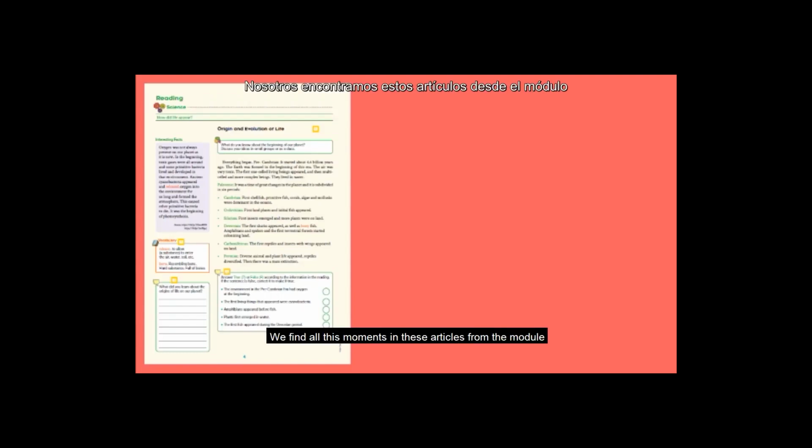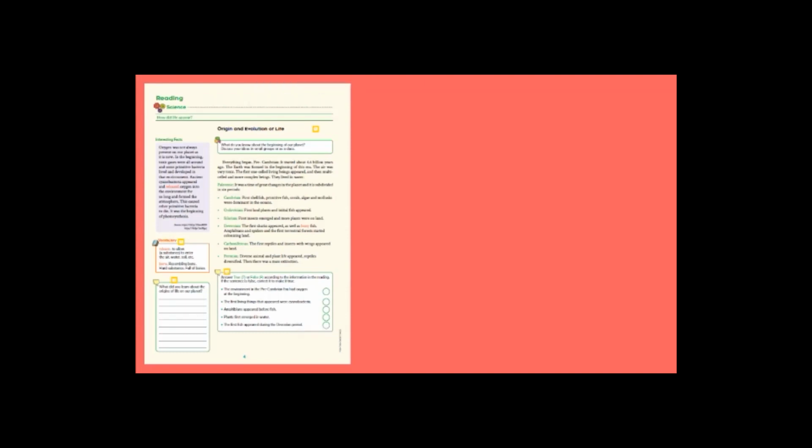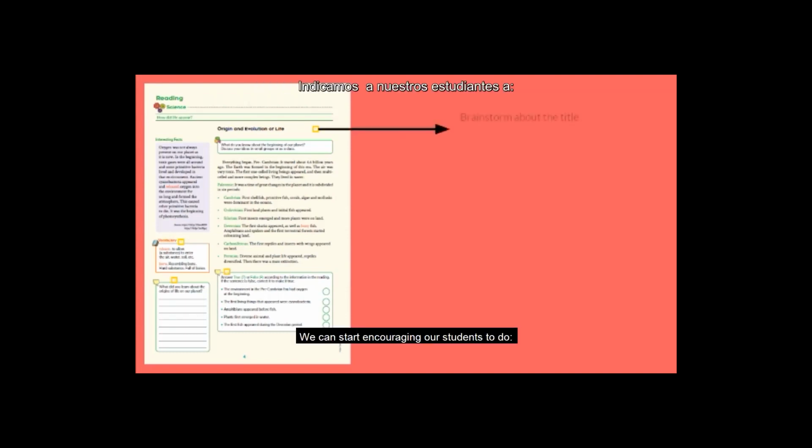We find all these moments in these articles from the module, with the different activities and tasks, which will involve readers in the magic of reading. On page number 4 of the first module, we will read about the origin and evolution of life. We can start encouraging our students to do a brainstorm about the title, giving them the opportunity to say some previous ideas about the topic.